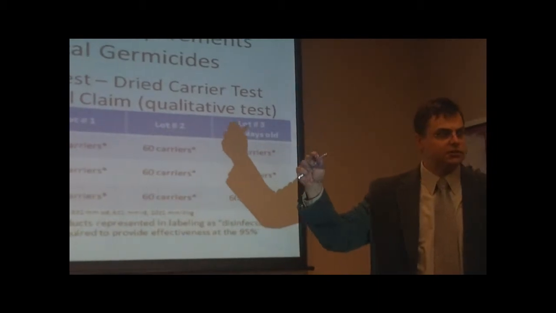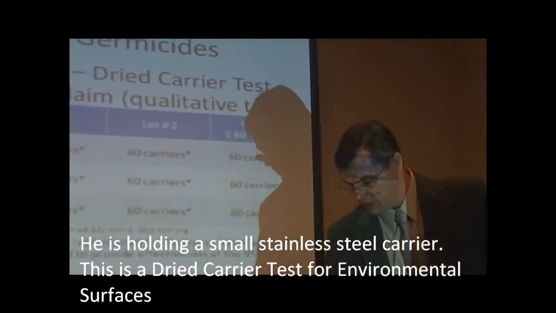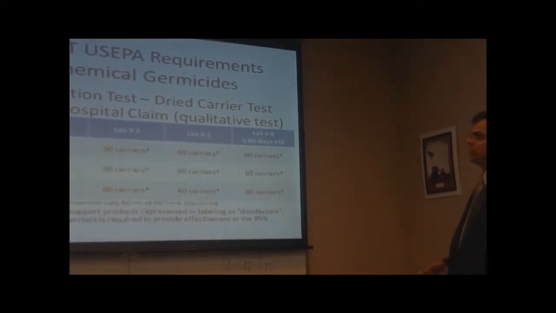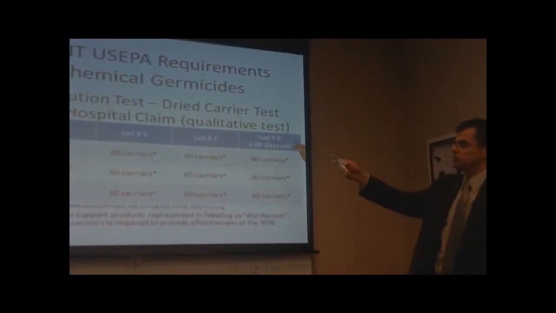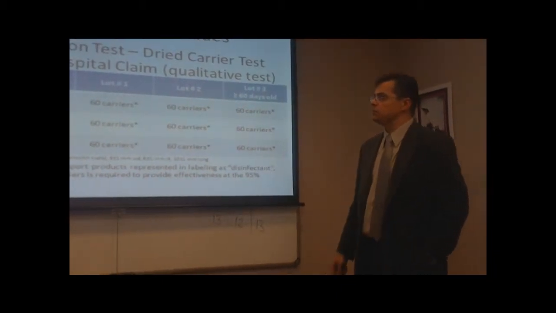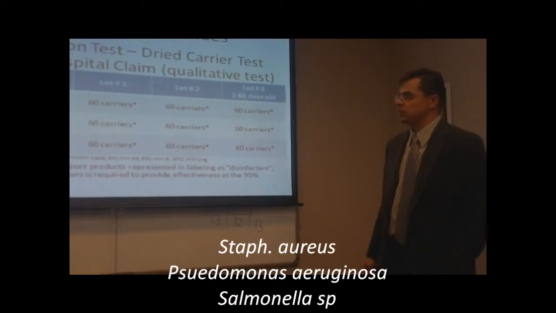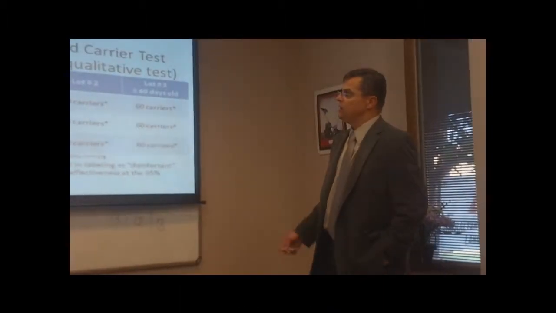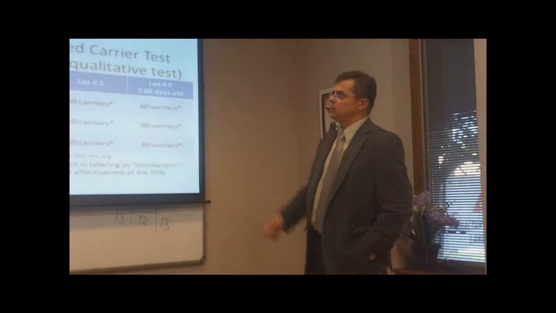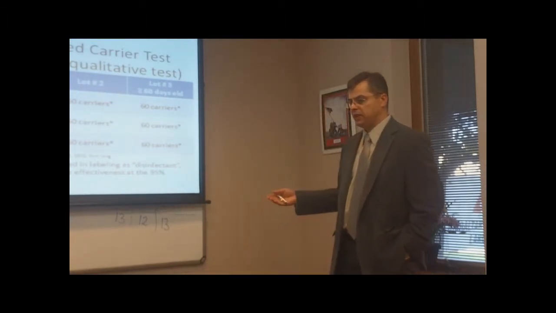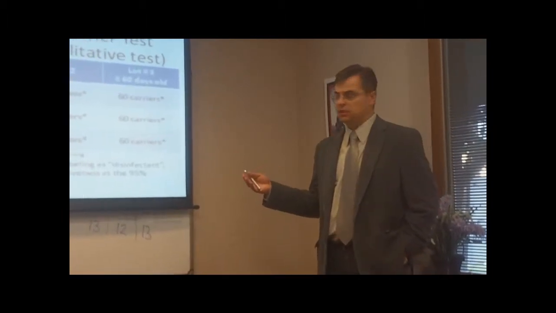It's a very small stainless steel carrier that has to be inoculated with one of those 3 specific organisms, which are Staphylococcus aureus, Pseudomonas aeruginosa, as well as Salmonella enterica. However, if you do a bacterial hospital claim, you want to put on your label that the disinfectant is going to be used in the hospitals.